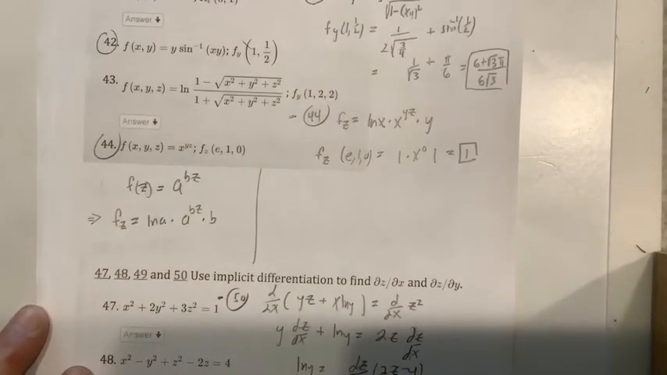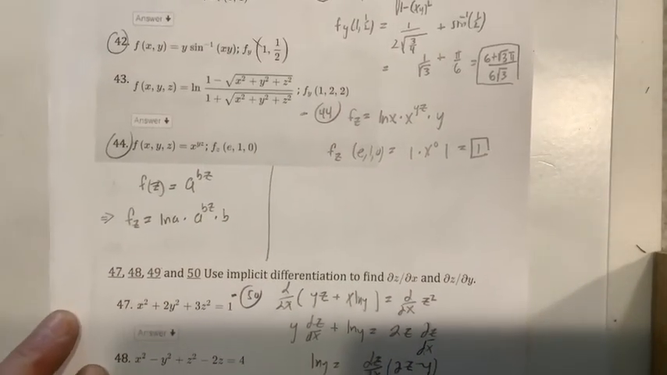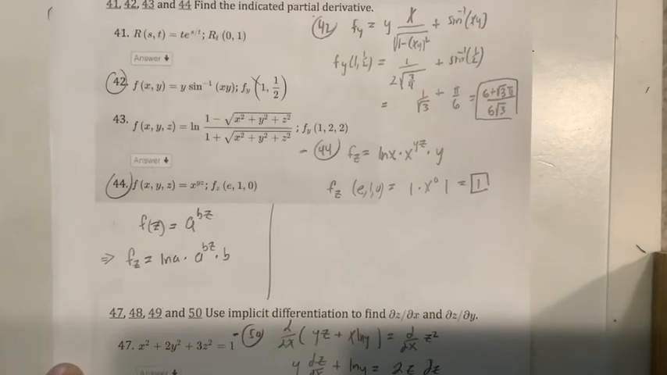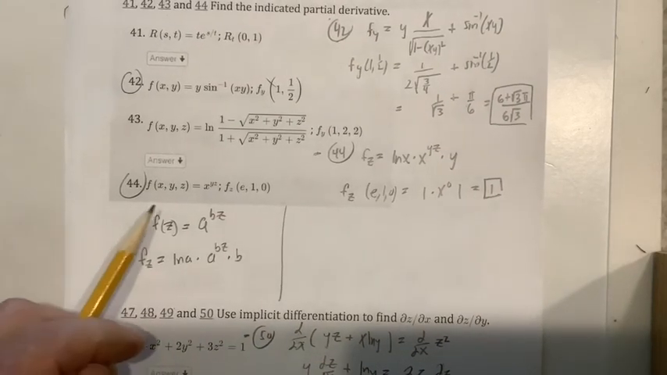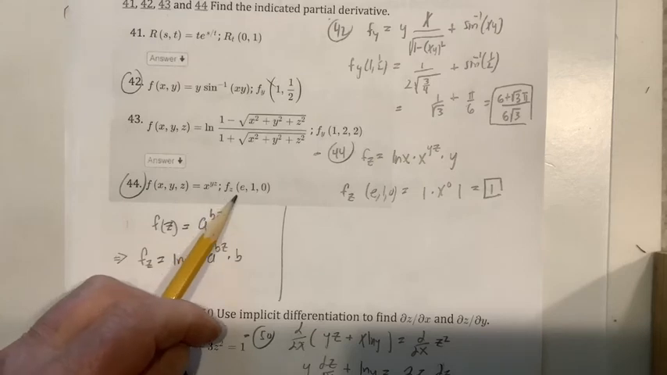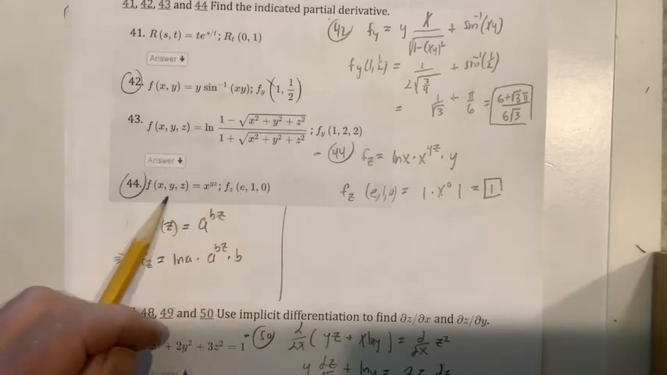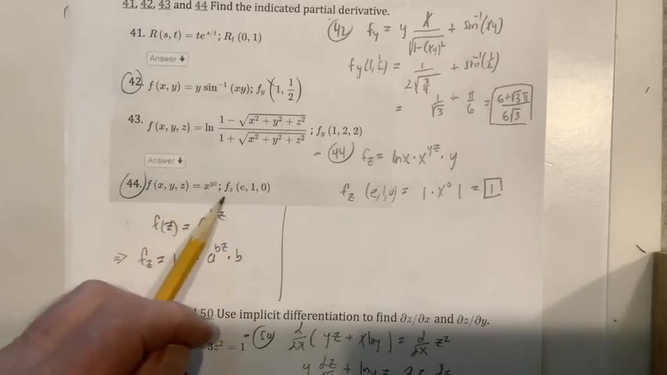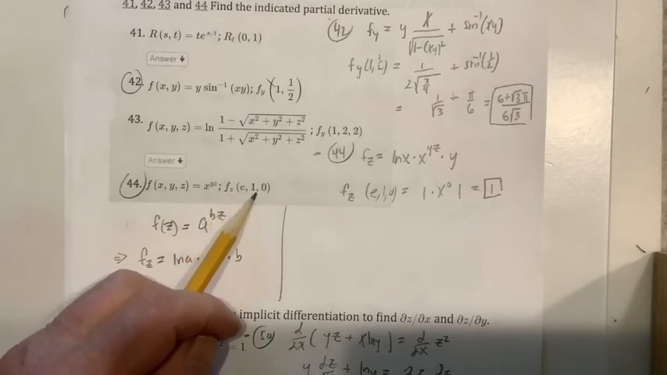Let's see, find the indicated partial. Let's do a couple of these. Look at number 44. So I want you to find the partial with respect to z. By the way, this is a function of 3 variables, right? The partial with respect to z at the point e, 1, 0.